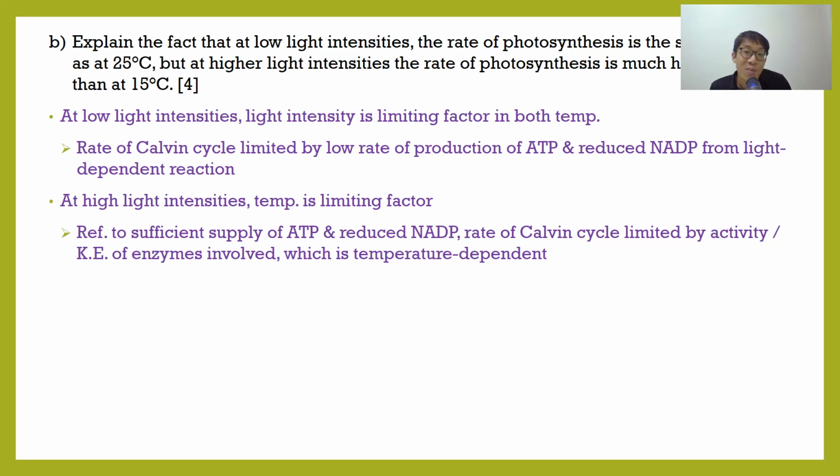So just like I mentioned just now, for low light intensity, the temperature is different, so the enzymes are working at different speeds. For the one at 15 degrees Celsius, the enzymes are slower, but that is not the main reason why photosynthesis is slow. The main reason is the lack of ATP and reduced NADP.